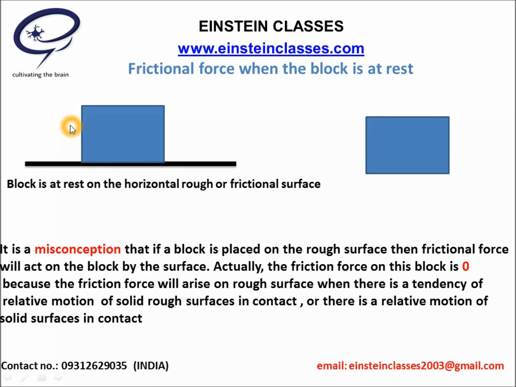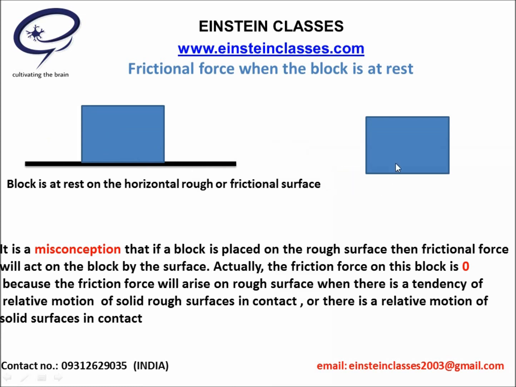But we have not applied any horizontal force on this block, and hence the block does not have any possibility of motion on the table, or the block does not have any motion on this table. That's why the frictional force acting on this block will be 0. Now we are going to draw the free body diagram of this block.